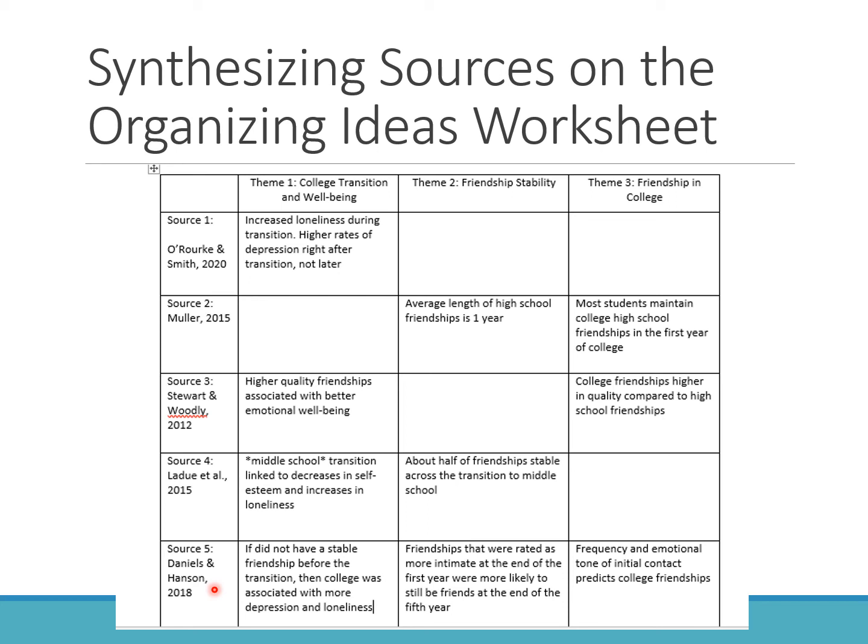But just an example. I've got this first source, which is made up, and this first source talks about how the college transition influences well-being. They found increased loneliness during the transition, more depression after the transition, but not later on. Those were their key findings, and that really relates to how the transition affects well-being. It doesn't have anything to do with friendship, so I left those squares blank.